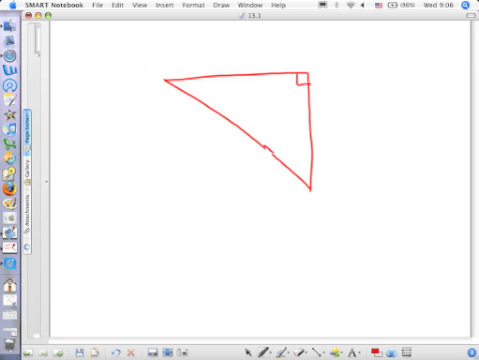Because right triangles don't always have to be sitting on their bases. They could look like this. Suppose you are looking for this angle. You were told that this is 10 and this is 7.